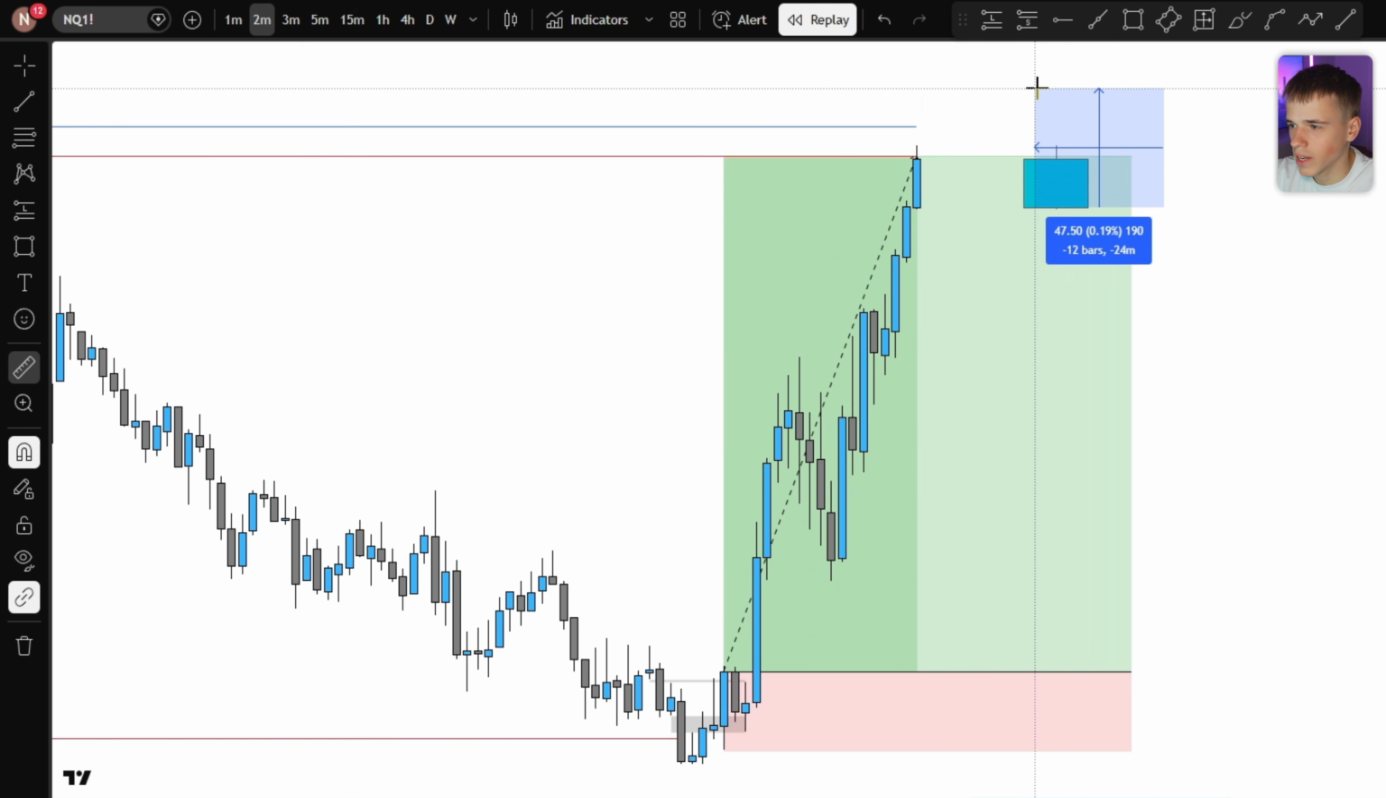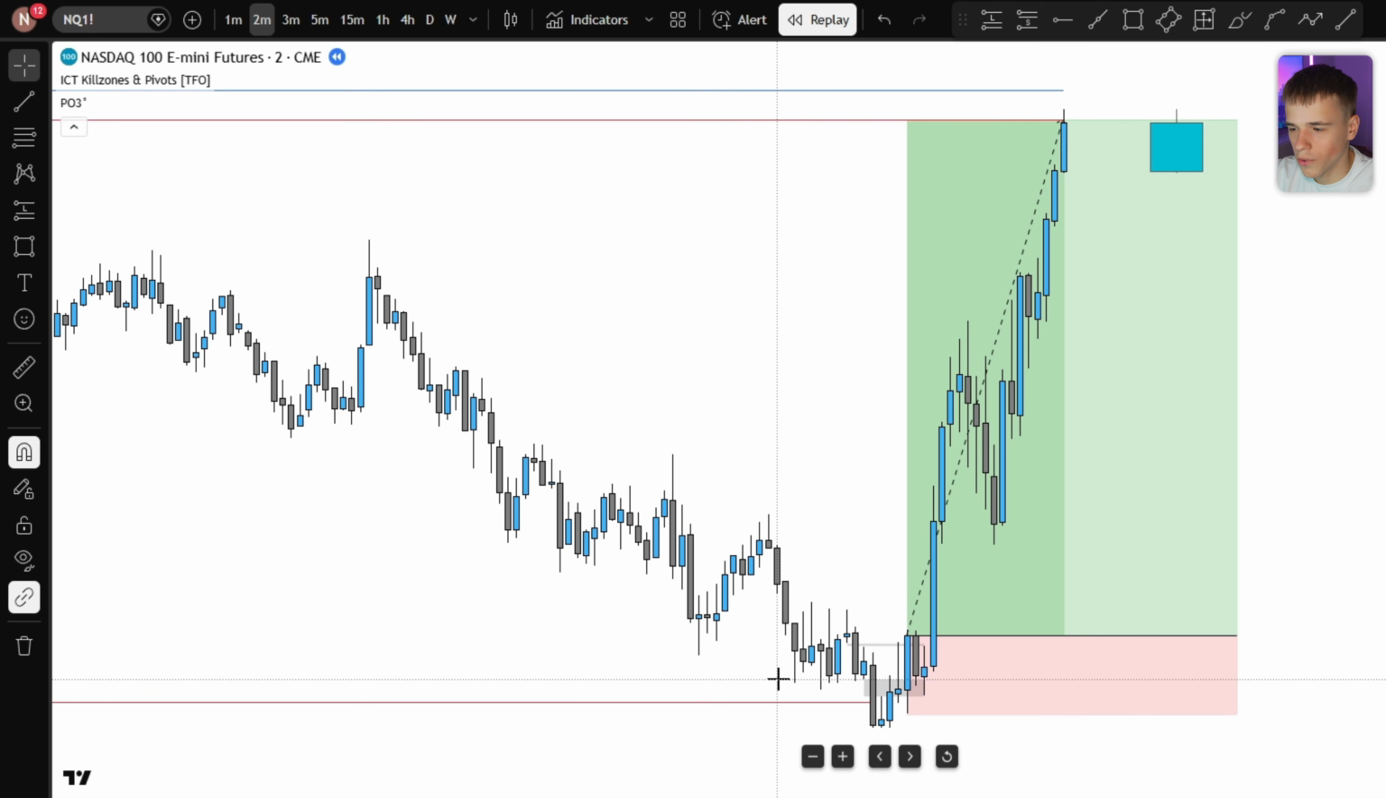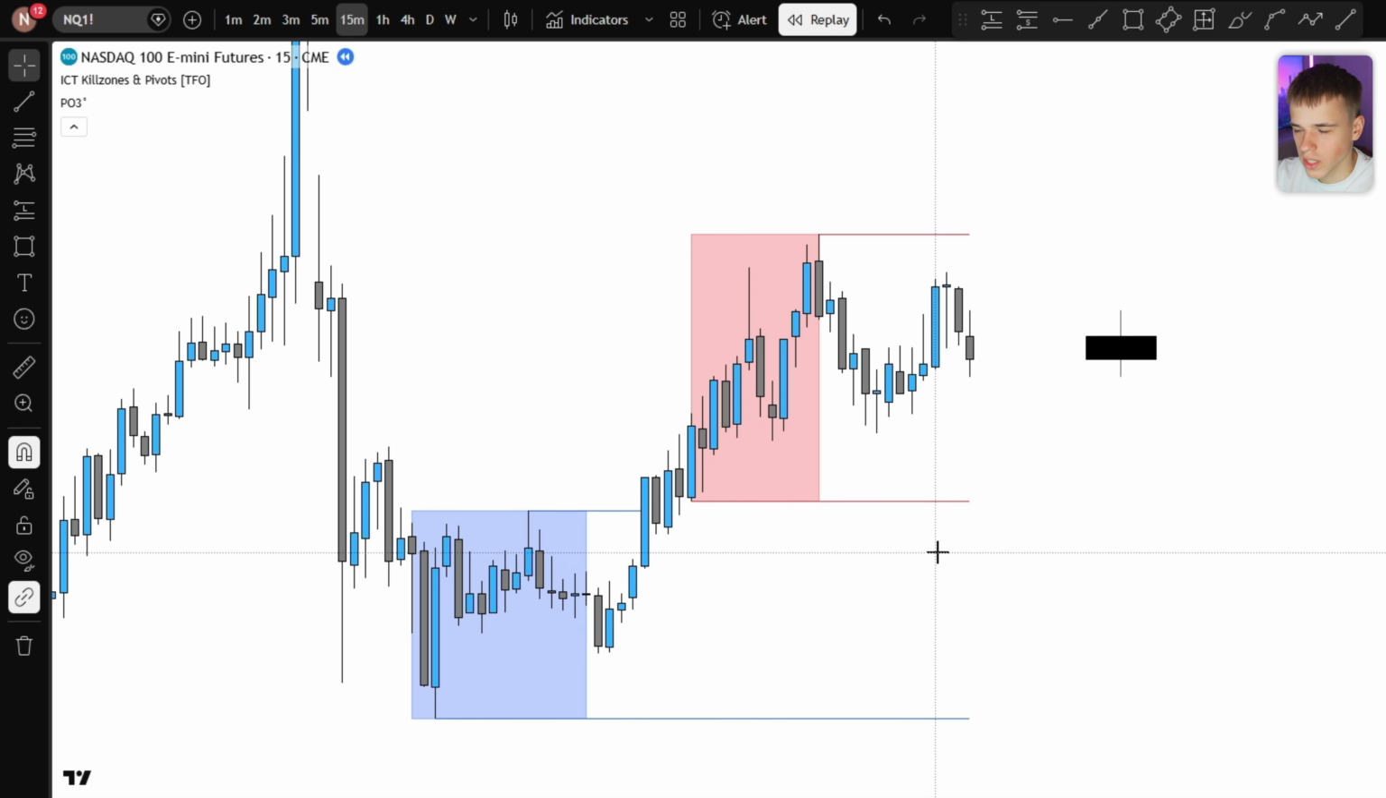It is going to expand and manipulate, maybe to the upside, and then maybe start distributing. But that is not our model. Our model is to follow sweeps of session highs and lows and then target the other side of the session highs and lows. Alright, so this is the market right now.